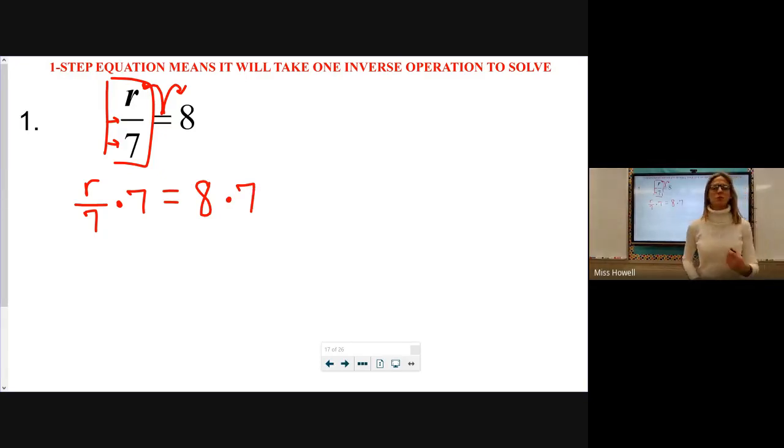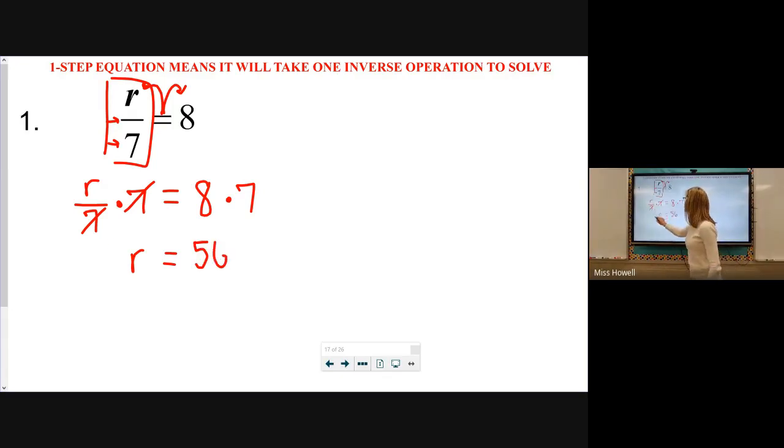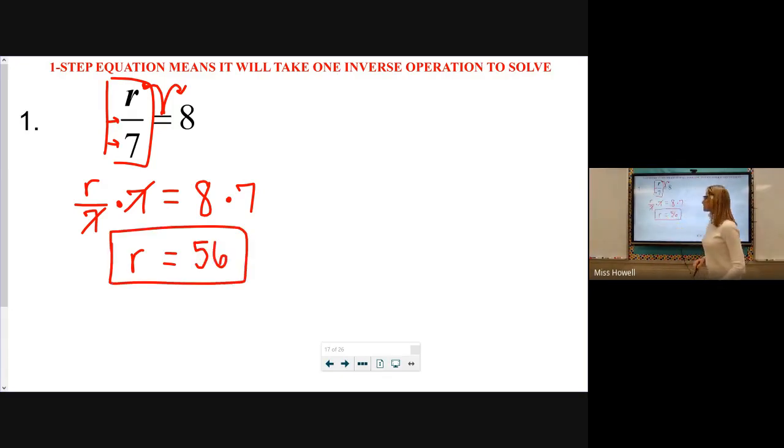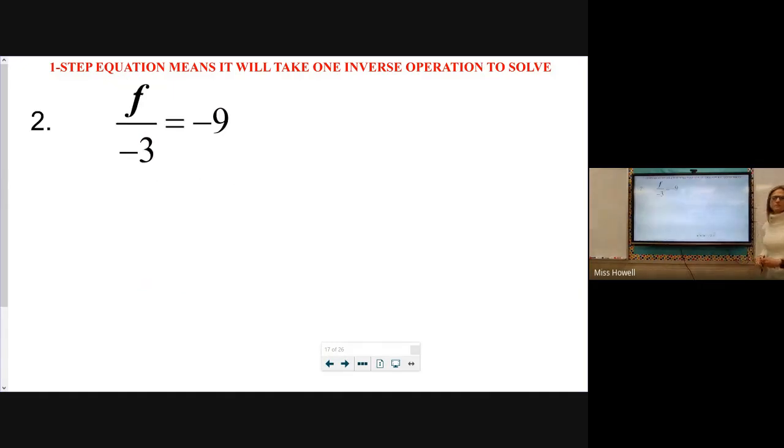Now, the reason that this works is over here on this side, when you have a 7 in the denominator, this is technically a 7 in the numerator because it's 7 over 1. Then those 7s are going to do what's called cross-canceling, leaving us with just this variable r. On the other side, we can do the math. 8 times 7 to get 56. So our r value here would be r equals 56.